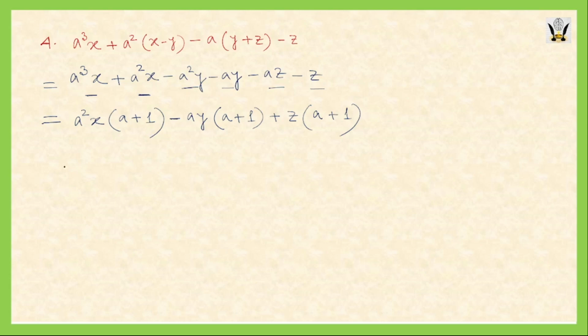So what we will do next is take a plus 1, this binomial, as common factor, and then what remains in the second factor is, from this term we will have a square x, then from this term we will have minus ay, and from this term we will have only z. So this is the factorized form of this algebraic expression, and we cannot factorize further. So this is our simplified answer.